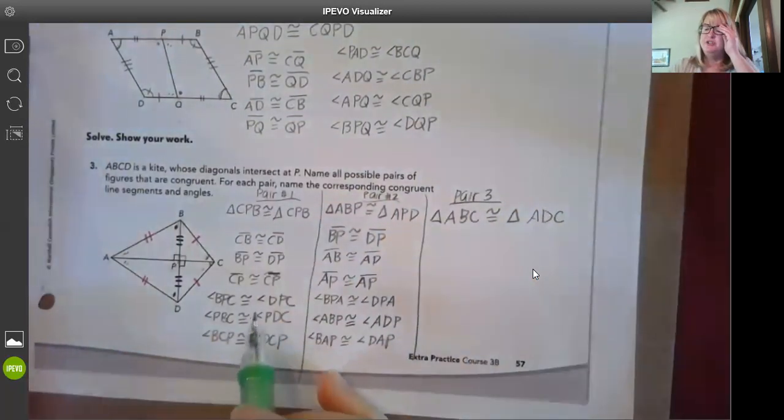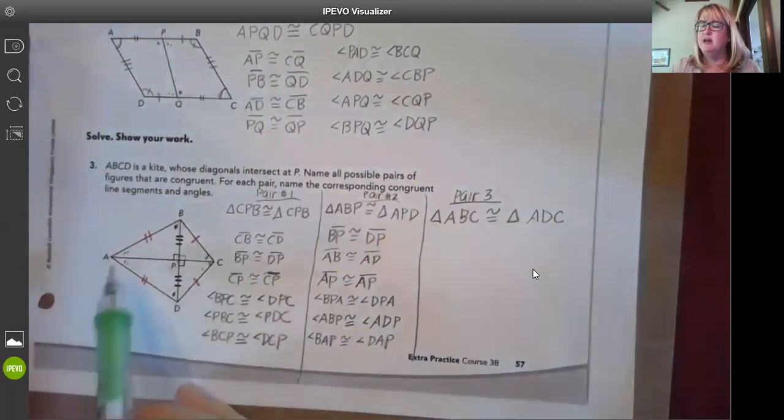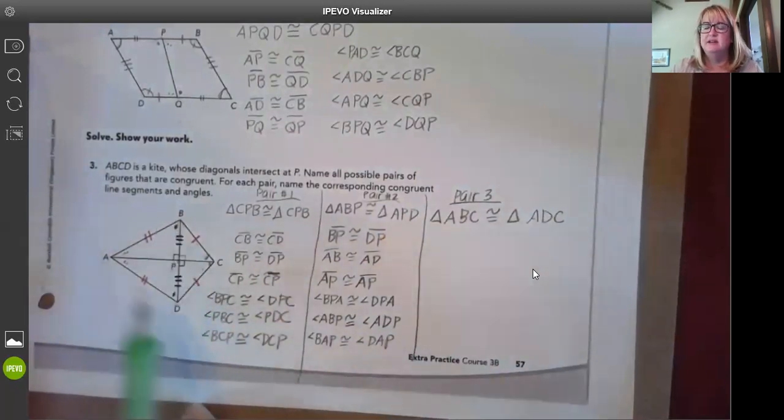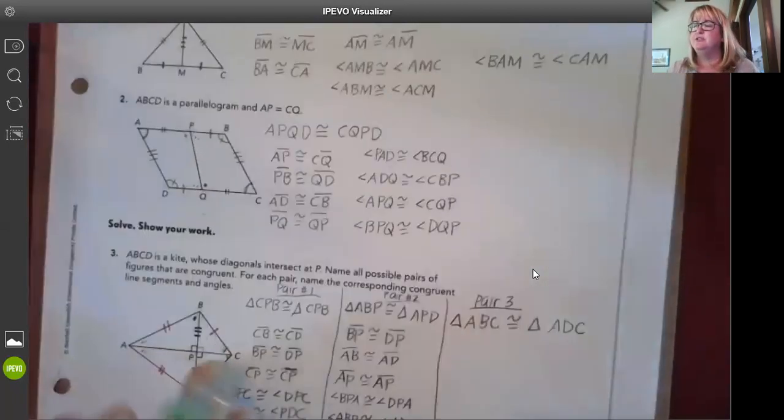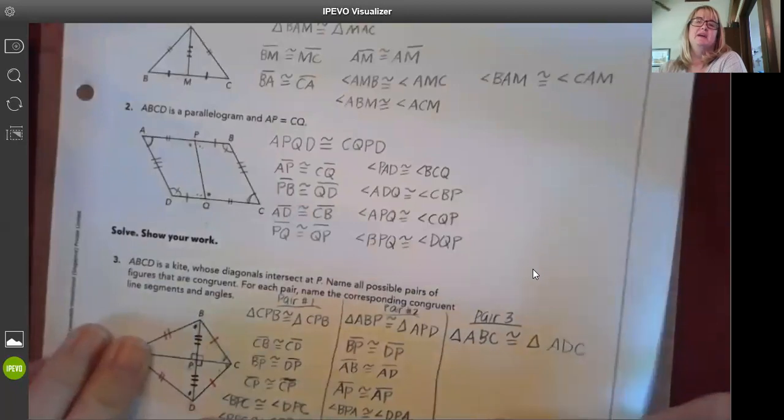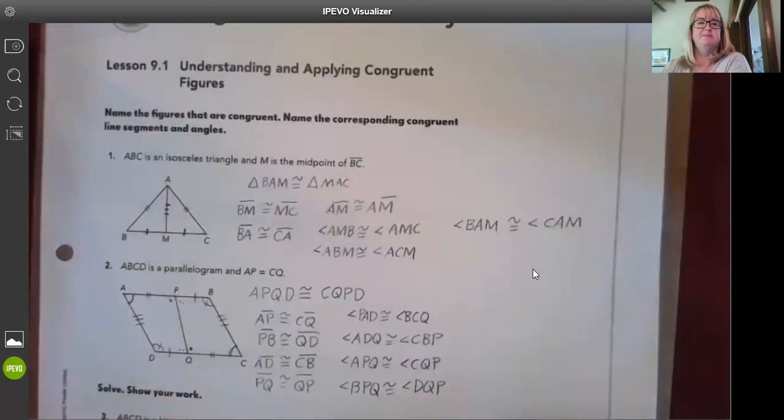All right, what I want you to do is finish this one. Tell the 3 side lengths that are congruent and tell the 3 angles that are congruent. So do that for number 3. A lot going on this page. All right, number 4.